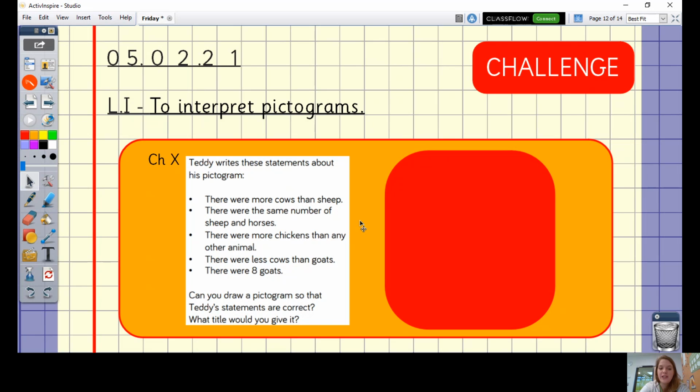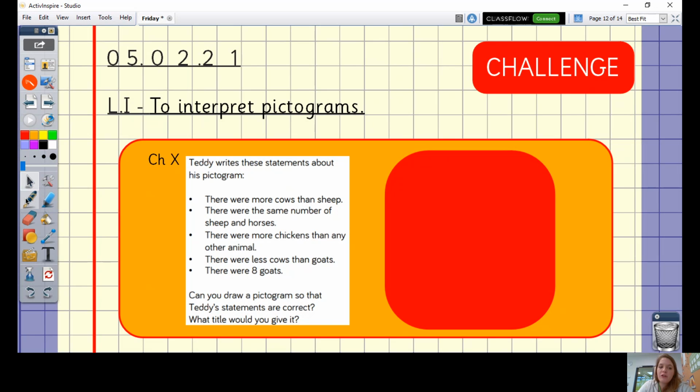Okay, so that's quite a tricky challenge for you today. You're going to need to make sure you use your ruler to draw out your pictogram. Okay, and you make sure you have your headings. So your first heading might be animal, and then your middle section won't have a heading, and then your last column might have the heading of total. And go through and look at what you know first. So the first statement, which will be the easiest one for you, is there were 8 goats. Okay, so we know we need to choose our symbol, but we know we're going to have 8 of the symbol next to goat.